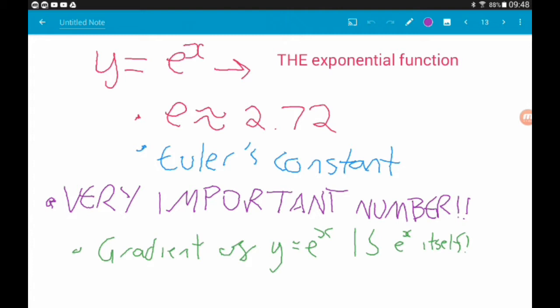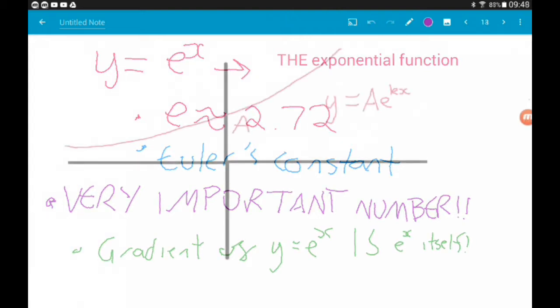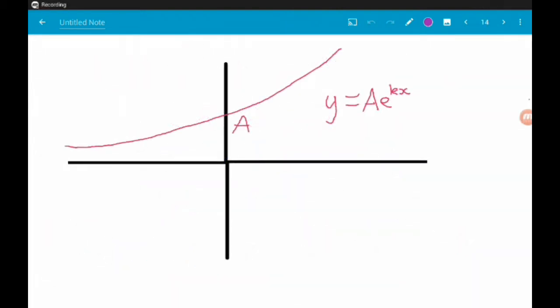The gradient of the function is the value of the function at that point. So we can go through examples of that. We're probably going to be seeing a lot in this chapter functions of the form a times e to the power k times x. So here's a generalized sketch of this function.